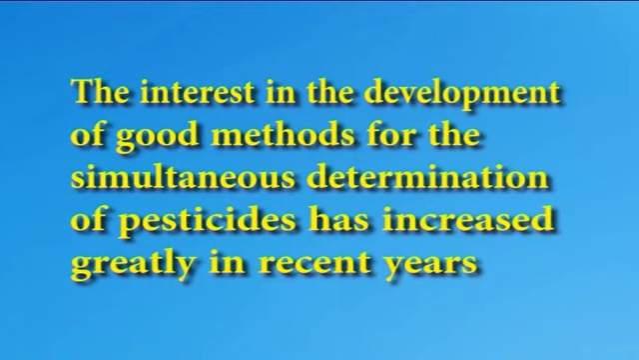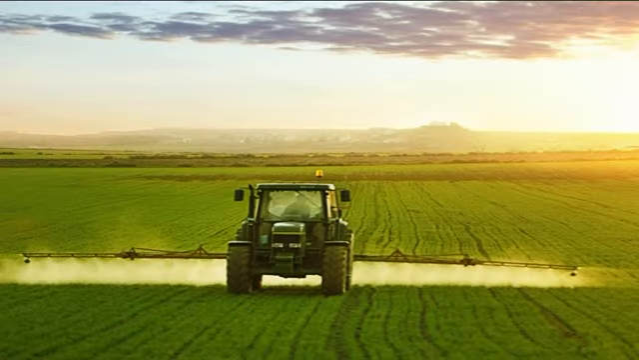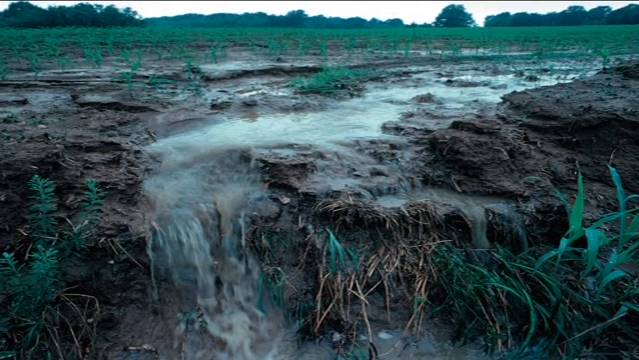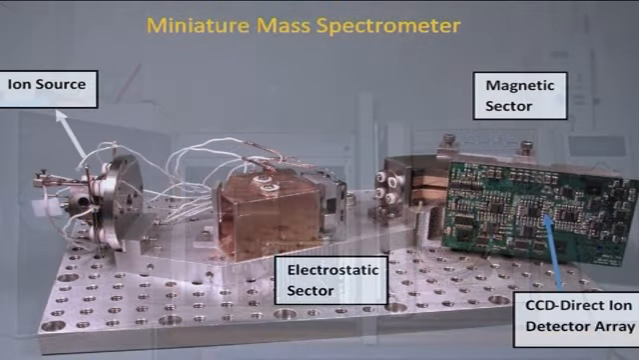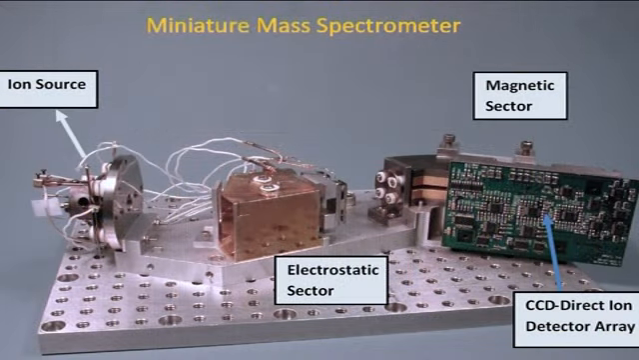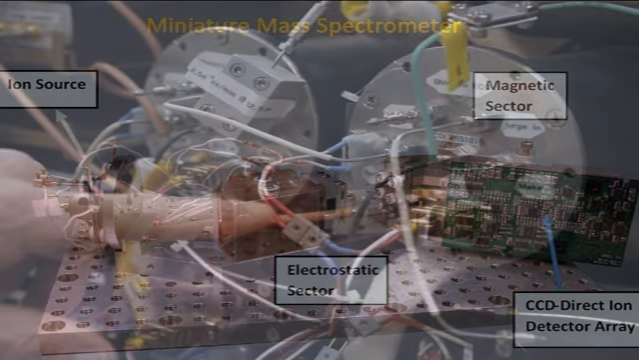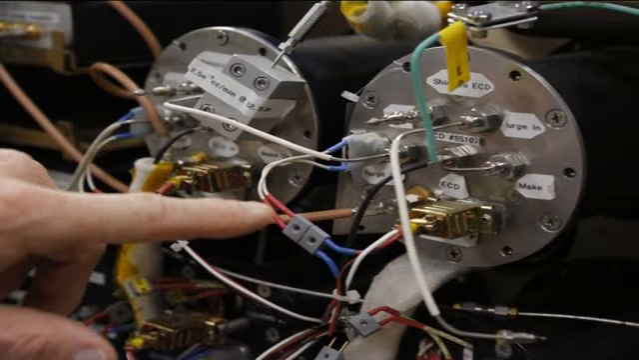The interest in the development of good methods for the simultaneous determination of pesticides has increased greatly in recent years, because of the heavy use of pesticides in agriculture and their presence in the environment and foodstuffs. Gas chromatography with selective detectors such as electron ionization mass spectrometer and electron capture provide sensitive methods for measuring pesticides.